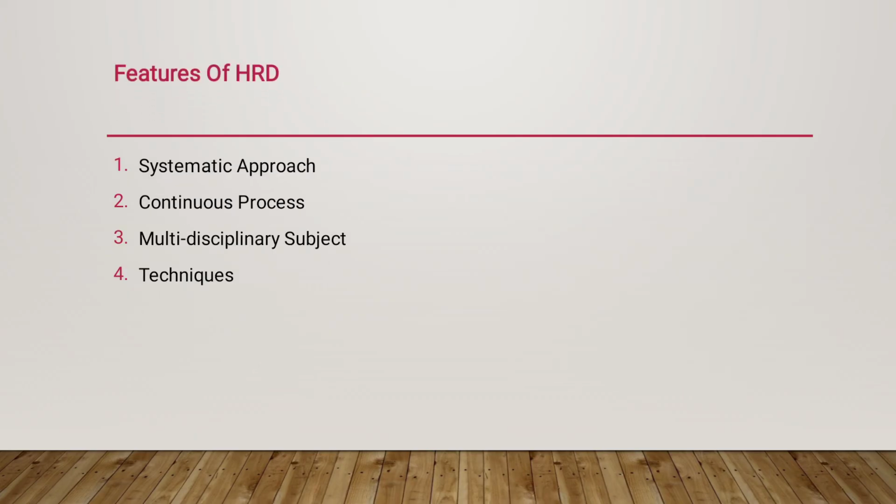So now let's see the features of HRD. What are features? Features means an aspect of something or a noticeable part of something. It's the kind of aspect of a particular thing. So here we are talking about the aspects of human resource development. Okay, the first feature is that it is a systematic approach.